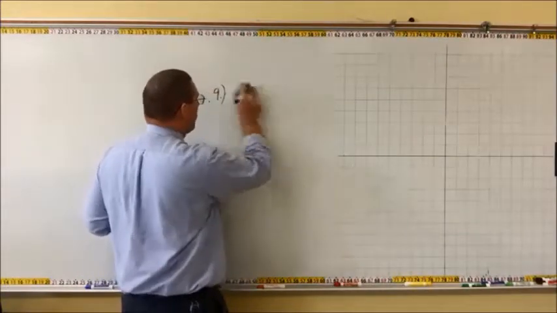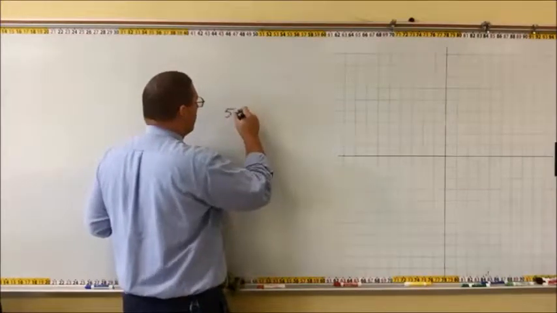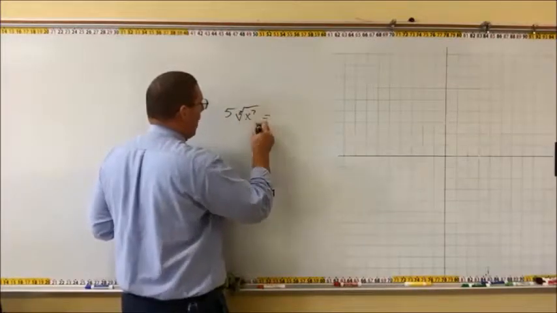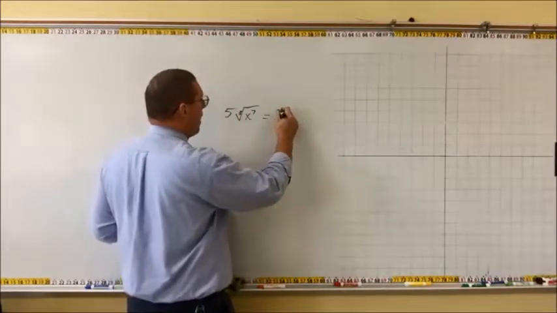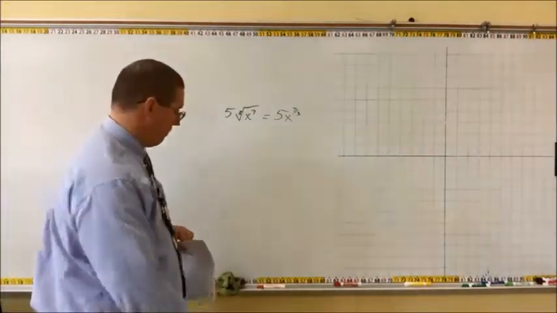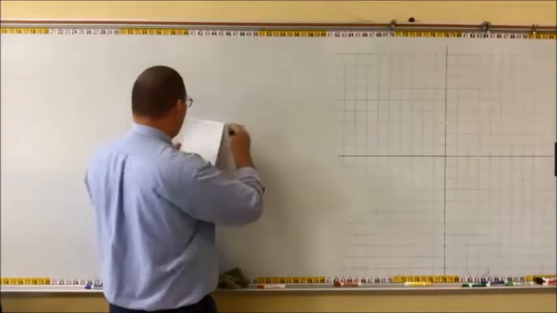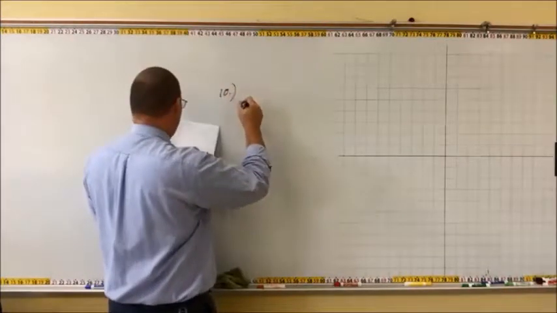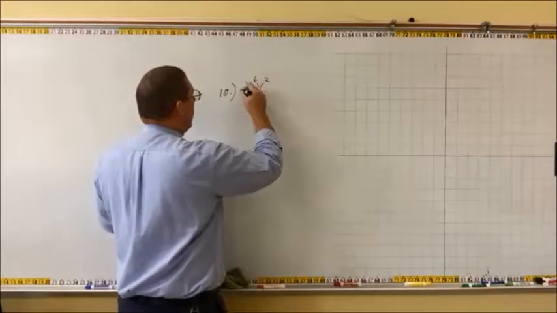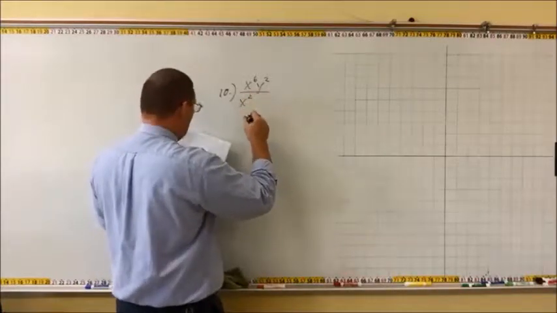Okay? If we had another one like that, let's say that I gave you 5 times the 3rd root of x to the 7th power. That would be 5x to the 7 over 3 power. Okay? All right. Number 10 said x to the 6th y squared over x squared y to the 7th.